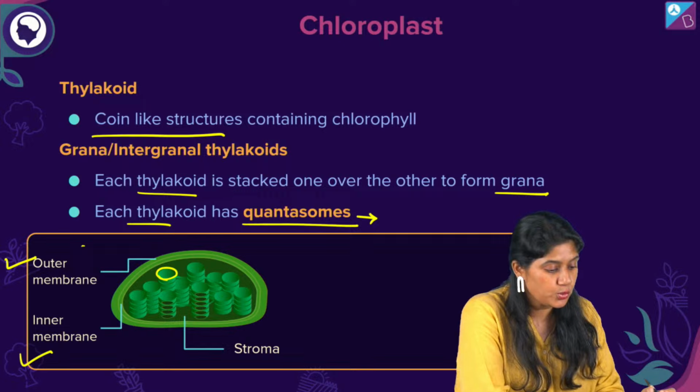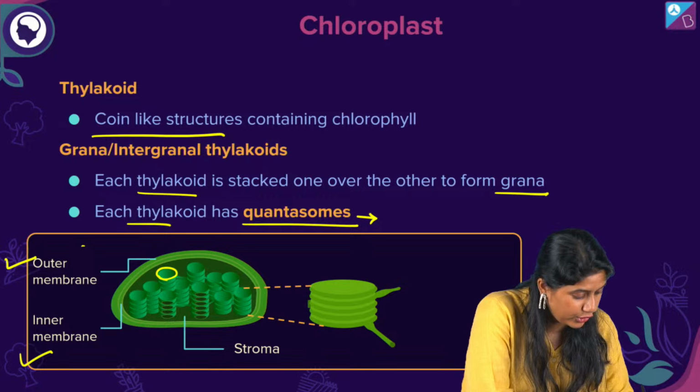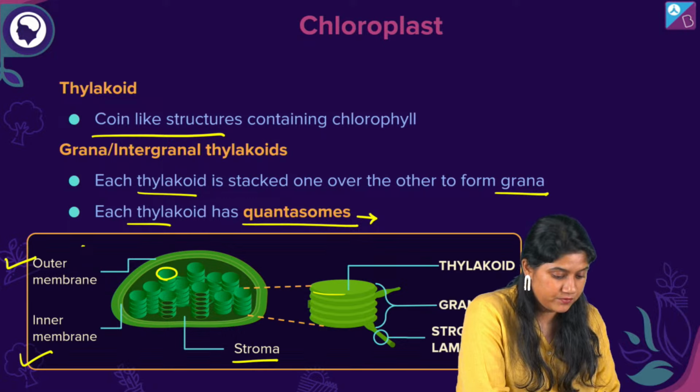So see over here, we have the stroma, right? We have the fluid also, and these are the structures that we have. See over here, we have the thylakoid, right? We have the grana, and of course we have the stromal lamellae.